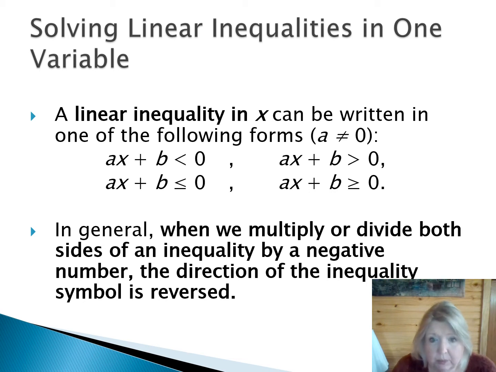Now, in general, when we multiply or divide both sides of an inequality by a negative number, the direction of the inequality symbol is reversed. That's the key to getting these correct. They are solved just like linear equations, with the exception that I have to actually pay attention to flipping my sign when I multiply or divide by a negative.